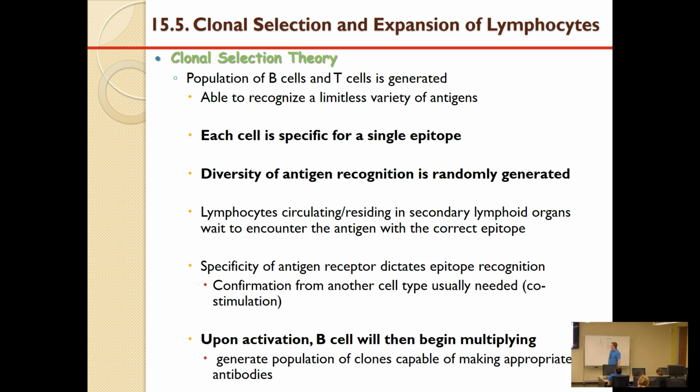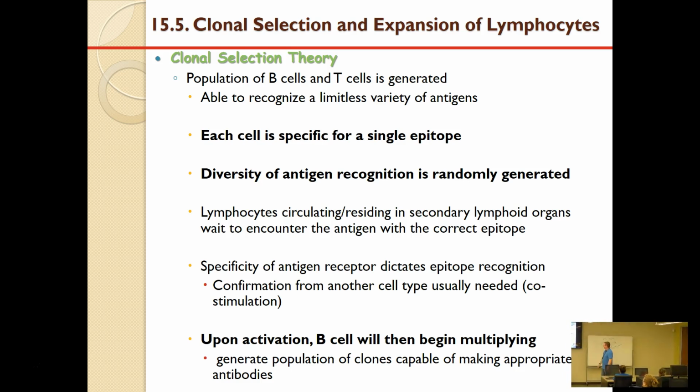Lymphocytes, circulating and residing in secondary lymphoid organs, wait to encounter the antigen with the correct epitope. We talked about this on Tuesday: most of the lymphocytes are hanging out in the secondary lymphoid organs, the lymph nodes, spleen, places like that. The macrophages and dendritic cells then know that's where they need to go. So they bring the antigen back to that area to hopefully find the right B or T cell that has the correct ability to bind to that antigen and start the immune system response.